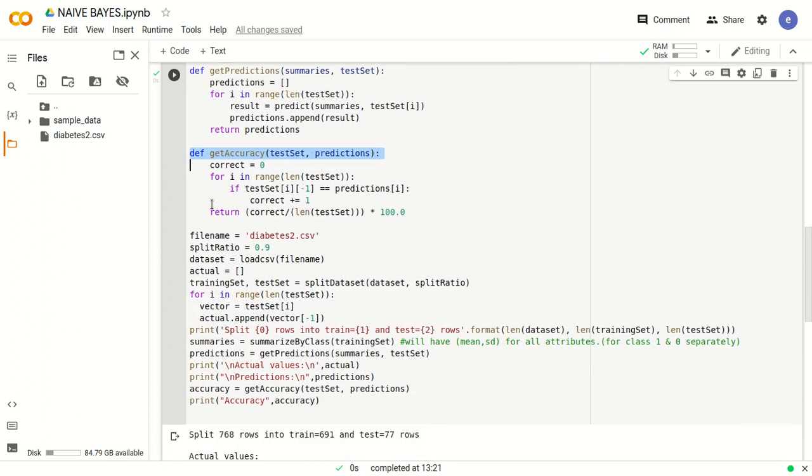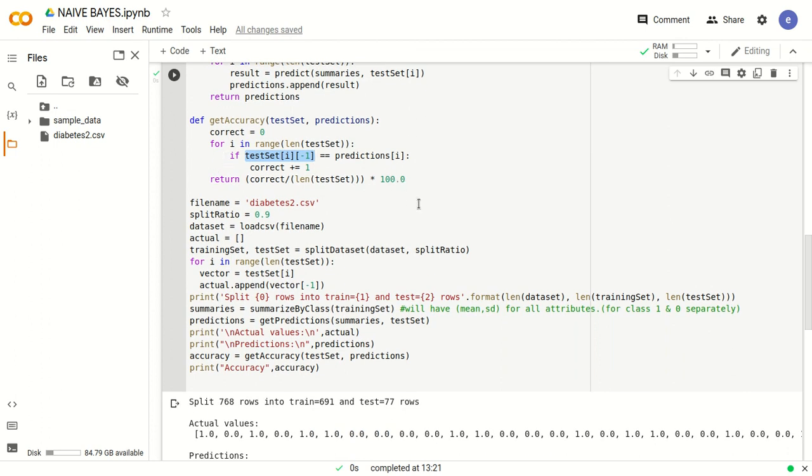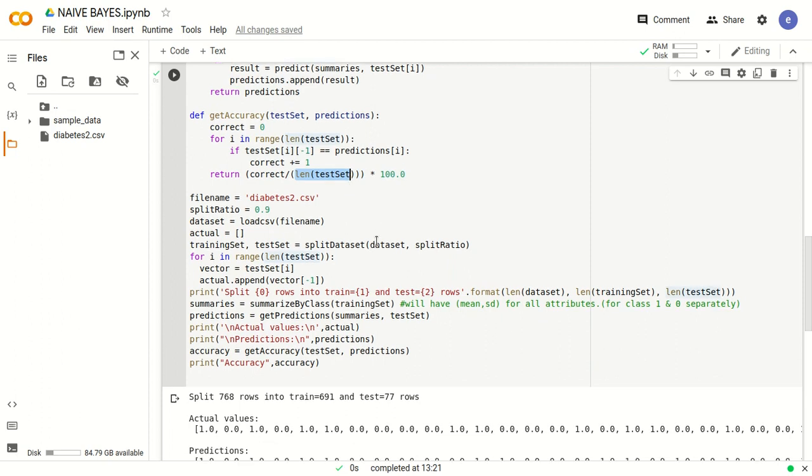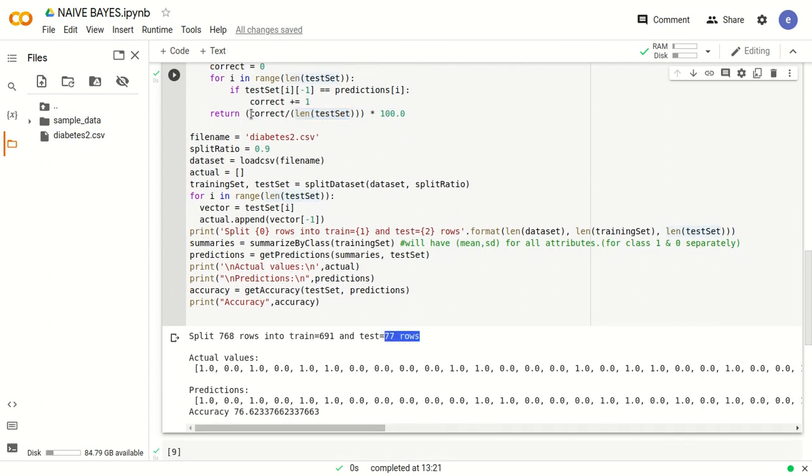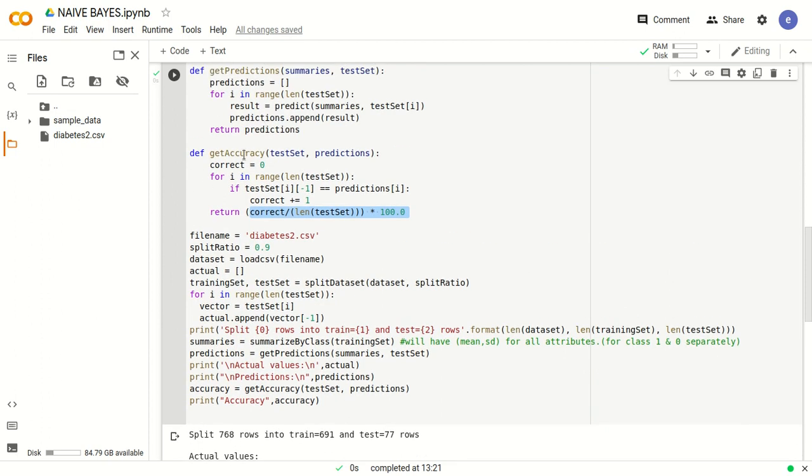Predictions is what we have predicted, and this is very basic code. Initially we assume that it is not correct, and if the test set of i, -1, that is the last column, is equal to predictions of i, we just make the correct value 1, and we return the correctness value. The correctness value is nothing but accuracy. So this function will just return correct divided by the length of the test set, that is how many are correct and what is the total length of the data set. So out of the 77 rows, how many instances have the correct prediction. That is what this part of the code is doing.